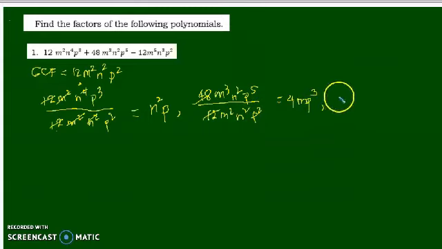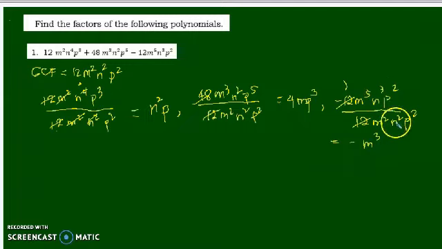And then the last term, which is negative 12m to the 5th n cubed p squared, divided by 12m squared n squared p squared. So negative 12 divided by 12 is negative 1. So m to the 5th divided by m squared is m cubed. And then n cubed divided by n squared is n. And then p squared divided by p squared is equal to 1.